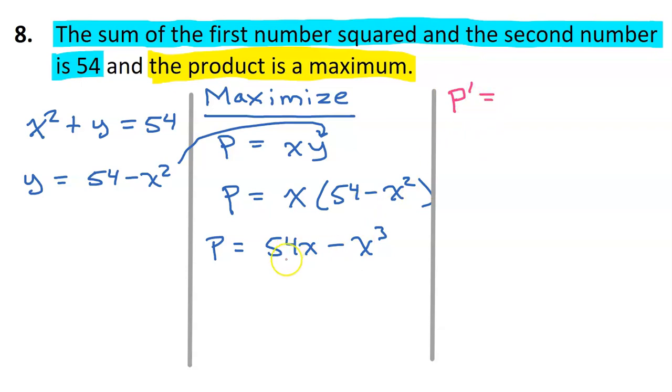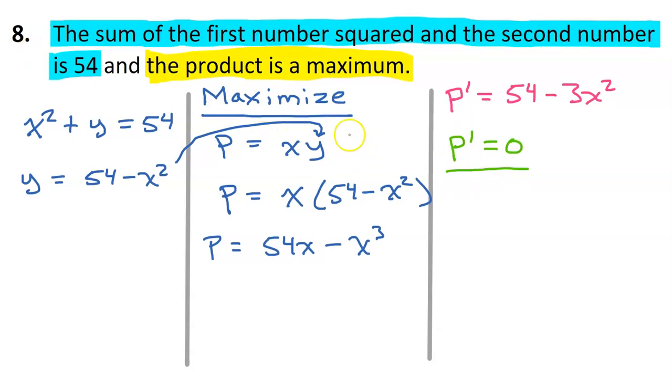P prime will equal, the derivative of 54x is 54. And using the power rule, I have negative 3x squared. So this is the derivative. Normally I say that the maximum will occur when the derivative is equal to 0 or if the derivative is undefined. But a polynomial is defined everywhere, so we don't need to worry about where the derivative is undefined. So let's just set the derivative equal to 0.